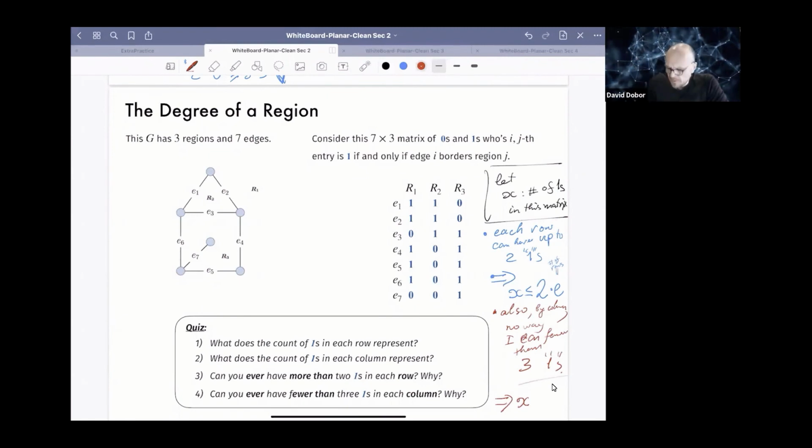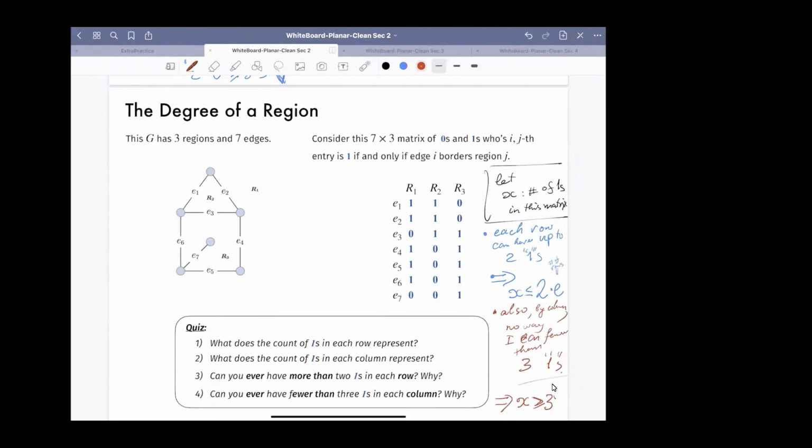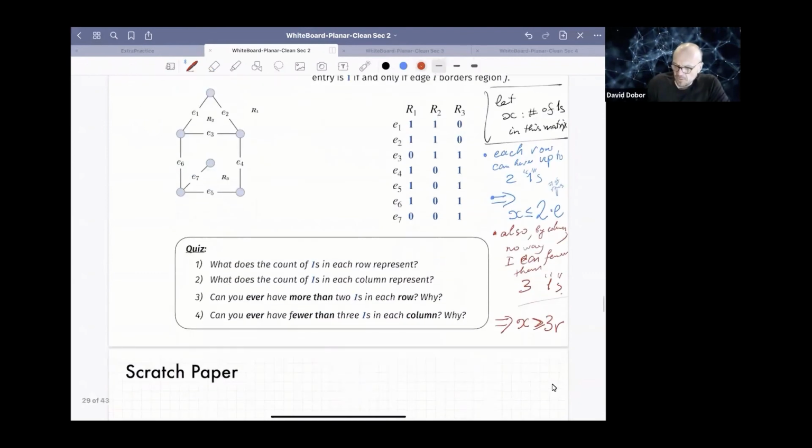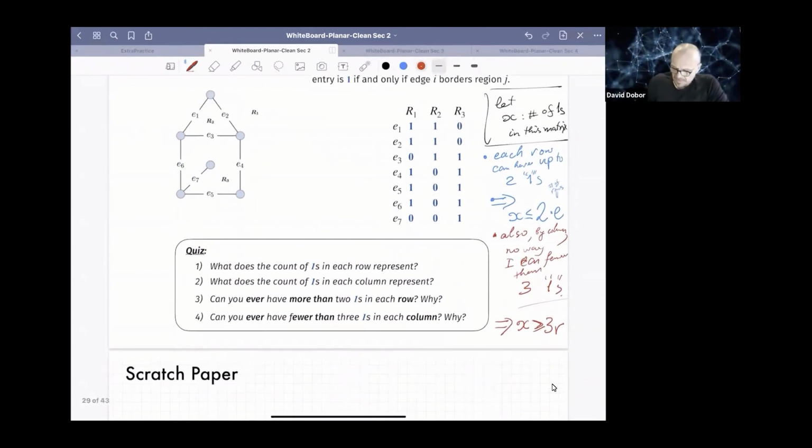And how many columns do I have? 3 columns in this case, but what do they represent? The number of regions, right? Yes, the number of regions. So X is greater than or equal to 3 times R. It's also smaller than or equal to 2 times E. So what do we have? X is smaller than 2 times E, and it's greater than 3 times R.